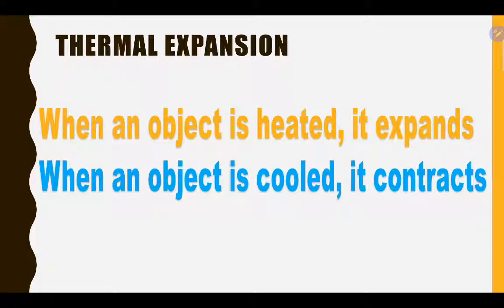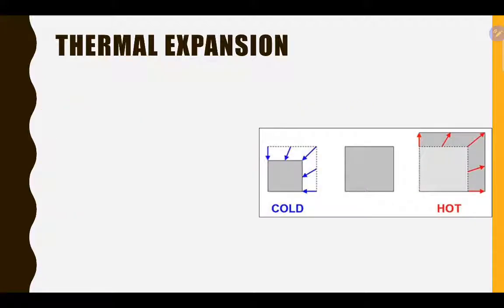So thermal expansion is basically about when something is heated. If an object is heated, if it gets hotter, the object expands. When an object is cooled, when it gets colder, you remove the heat instead, it contracts. So this is how it looks like. This is the normal object. When you heat it, it expands. When you cool it, it contracts.